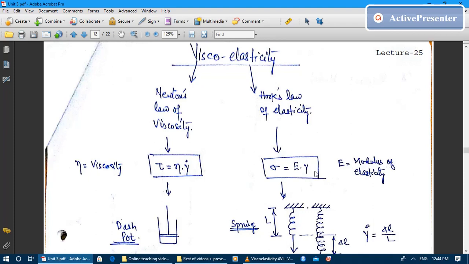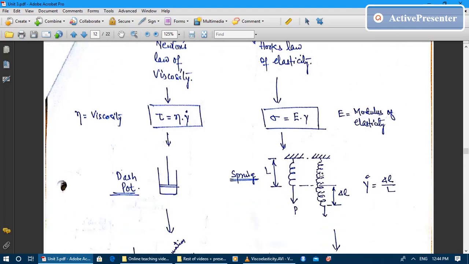There is a different notation for different stresses. In case of shear stresses we will be using term tau, but for longitudinal stresses like tension or compression we will use the term sigma. Okay, so this formula says sigma is equal to capital E gamma. Gamma is the strain, which has no unit.